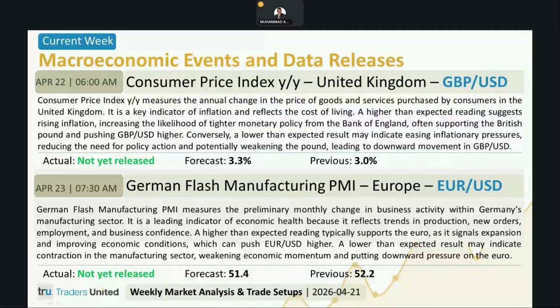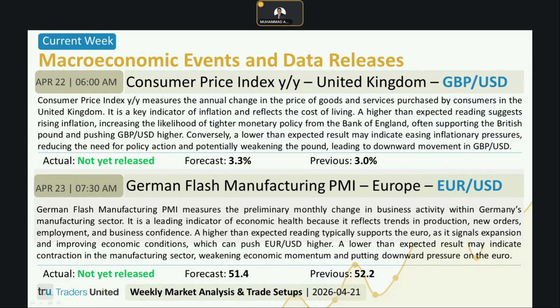Now, the German flash manufacturing PMI numbers. The previous number was 52.2%. Forecast is 51.4%. Actual data is not yet released, but it is going to be released on April 23rd at 7:30 a.m. UTC time. Now, let me discuss market context and pre-release expectations.